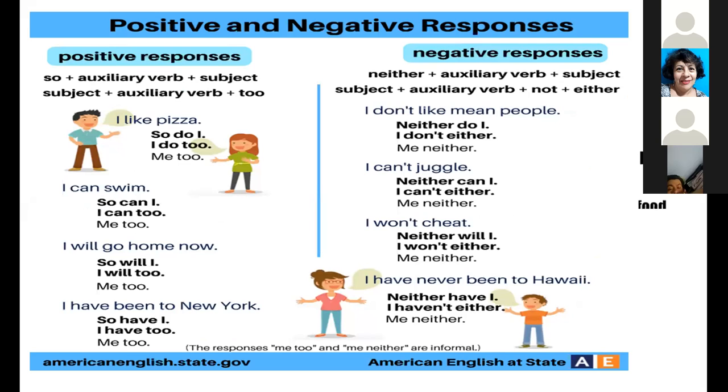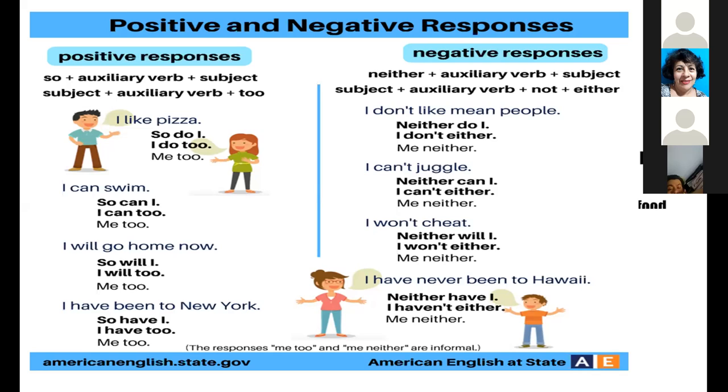What is the difference between me too and so do I? So do I es yo también. Así me pasa a mí. O es así pienso yo, ¿verdad? El do, recuerda que el do está en concordancia con el verbo principal. Por ejemplo, si usted me dice, I like pizza, y yo le digo, so do I, lo que le estoy diciendo es, a mí me gusta también. Es básicamente el mismo meaning, ¿verdad?